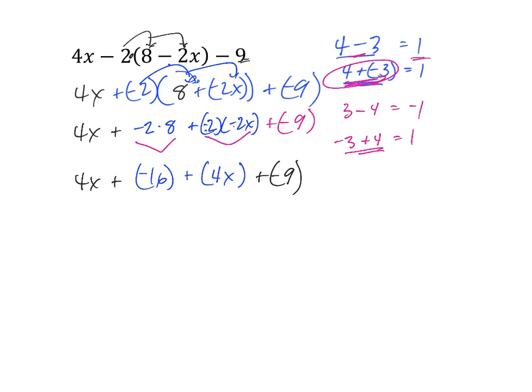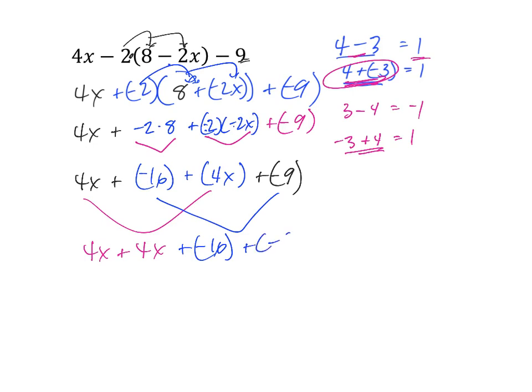Okay, so now what we have is 4x. We can combine like terms, which means we can put our x's together and we can put our numbers together. So we're going to have 4x plus 4x plus negative 16 plus negative 9.